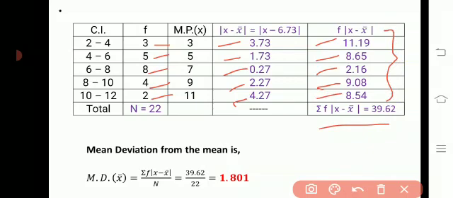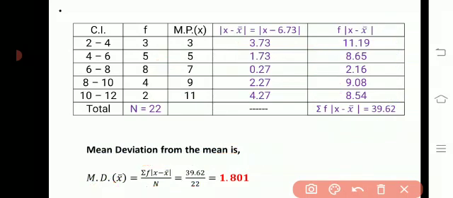Then we have the formula to find mean deviation from mean: MD of x bar is equal to summation f into absolute value of x minus x bar upon capital N, that is 39.62 divided by 22, and after simplification you will get mean deviation from mean is equal to 1.801. So this is mean deviation from mean for the second example.